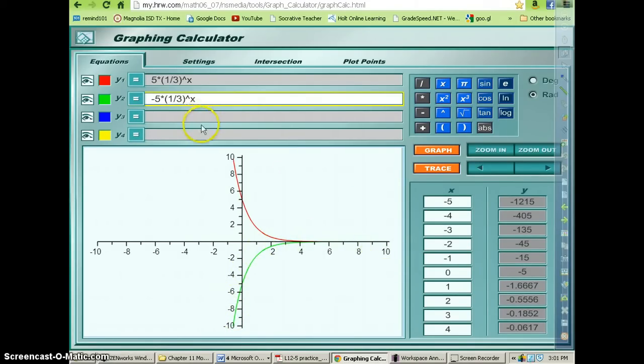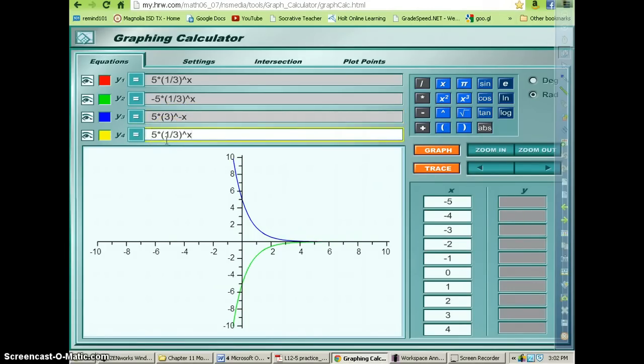Let's try the next one. Put that in there. That's going to be 3, not 1/3, so let me take that out. It says 5 times 3 raised to the negative x. Let me put a negative in there and let's graph that. That one is identical to the first one. Isn't that weird? Okay, well, it kind of makes sense because any number raised to the negative power is 1 over that.